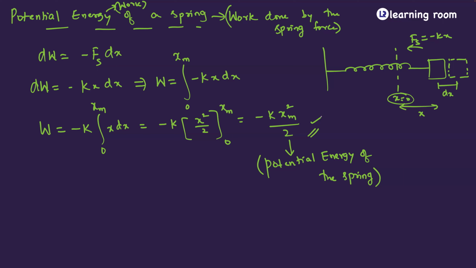Sir, what is xm? xm is maximum elongation or compression. x subscript m. It's a total elongation. Yeah, it's a maximum elongation or maximum compression. Beyond that, you cannot compress the spring. Beyond that, you cannot elongate the spring. Okay.